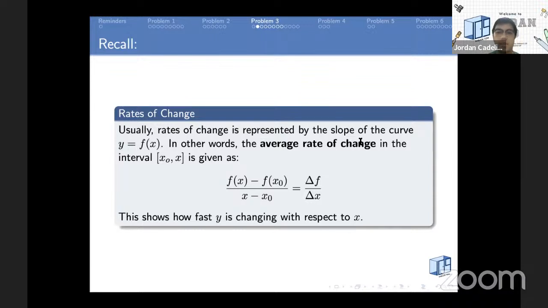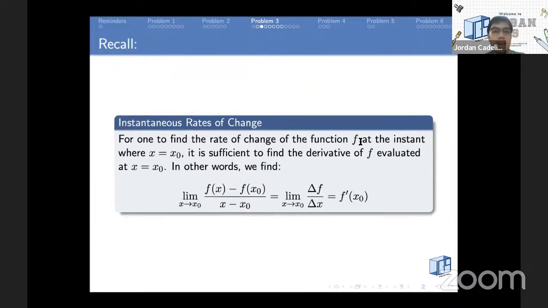Okay, so let's proceed next. So for instantaneous rate of change, for one to find the rate of change of a function at the instant where x equals x0, take note, ang keyword natin dito ay instant. It is sufficient to find the derivative of f evaluated at x equals x0. So in other words, ito, yung kaliwa, this is just the definition of the limit. Usually hindi naman to lumalabas. So limit as x approaches x0 ng difference ng f of x at f of x0 all over x minus x0, which is also equal to yung derivative ng f evaluated at x0.